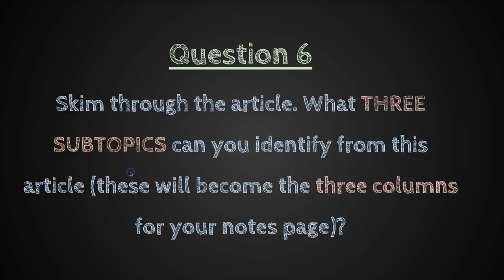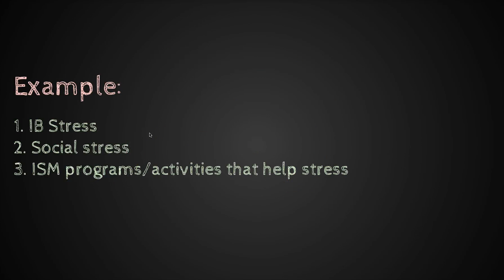An example from the fictional article in my previous example, called How ISM Manages Student Academic Anxiety: let's say I look through that, and the 3 broad types of information discussed in the article are IB stress, social stress, and then ISM programs and activities that help stress. So you will do this for the article that you just opened. Pause the video and answer question 6.